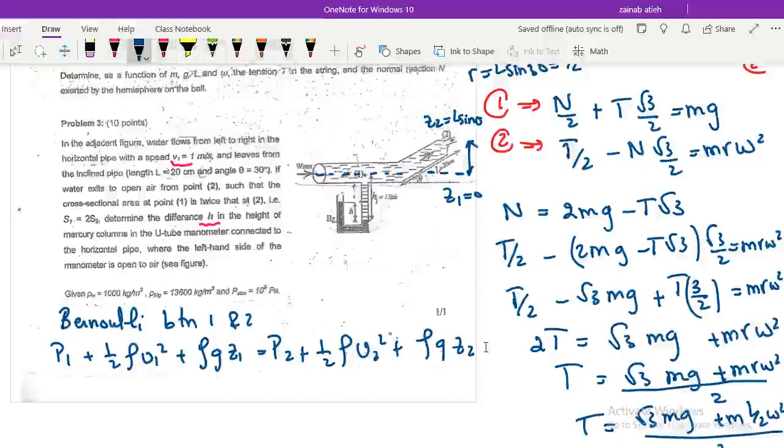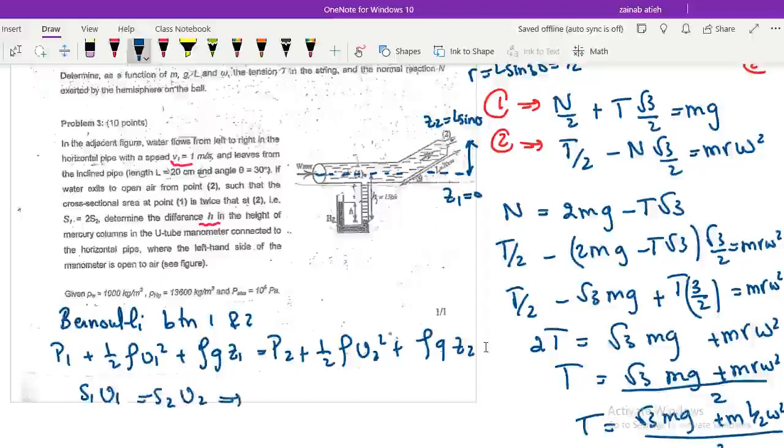So what do we have still? I have V1 but I don't have V2. I can relate V1 and V2 using the continuity equation. So I will use my pen: I have S1 V1 equals S2 V2.